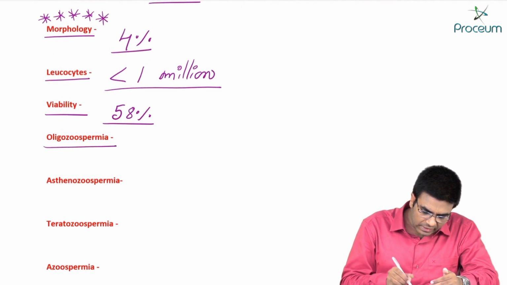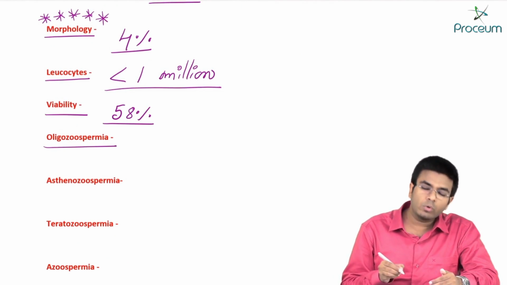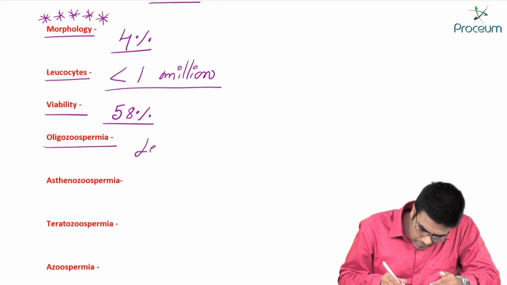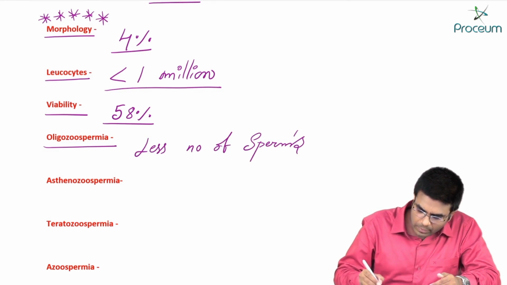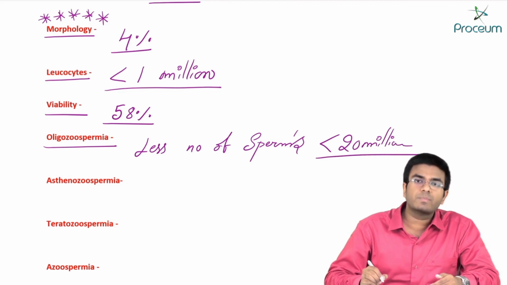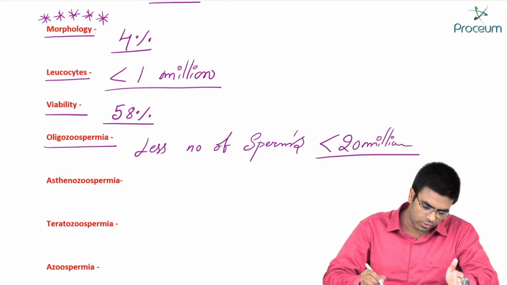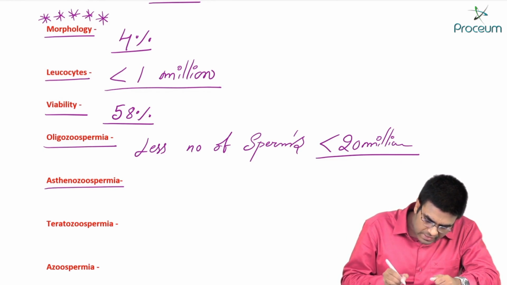After that, let's see certain important terminology. What does it mean by oligozoospermia? Oligozoospermia means less number of sperms. Okay, less number of sperms, that is less than 20 million. Okay, so if less than 20 million sperms are present, then it is known as oligozoospermia.